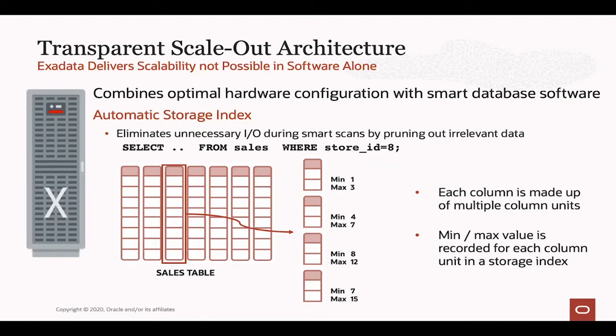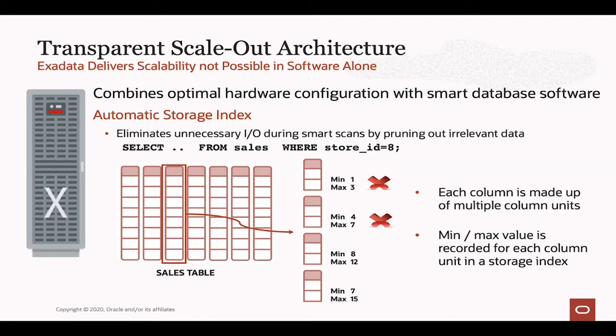If you imagine that our sales table was made up of four pieces or four extents on disk, then we would have four min-max ranges for our store ID column. The min-max range for the first extent shows us that the minimum value is 1 and the maximum value is 3. So we know for sure there are no store IDs with the value 8 in that extent, so we can simply skip it. For the second one, we have a minimum value of 4 and a maximum value of 7. So again, we can also skip reading that extent. So right now we've already pruned out 50% of the table, which is great.